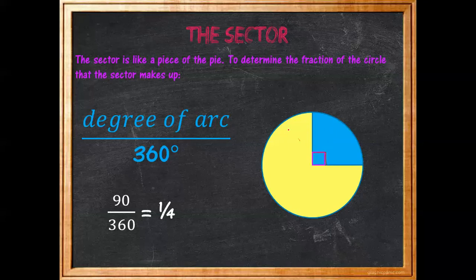Then we know that the whole circle is 360 degrees, so we just take 90 divided by 360, and it's 1/4. So remember, when you're looking at a sector, you're always going to end up with a fraction, because the whole circle would be 360 over 360, which is 1. So any part of the circle is going to be less than 1.